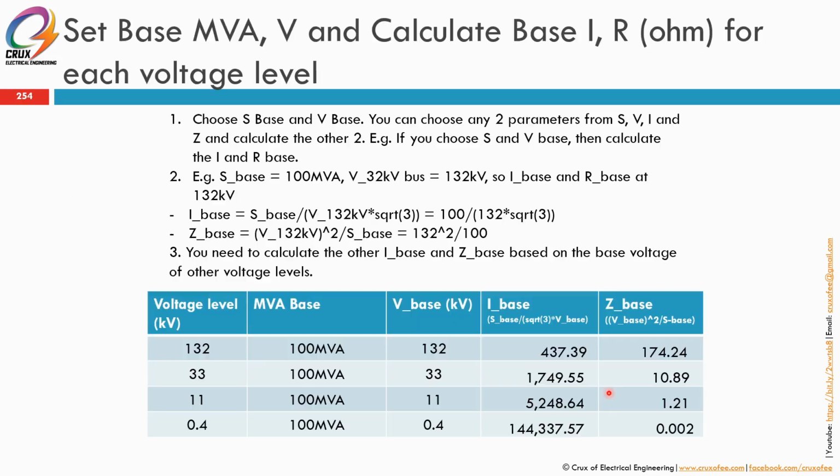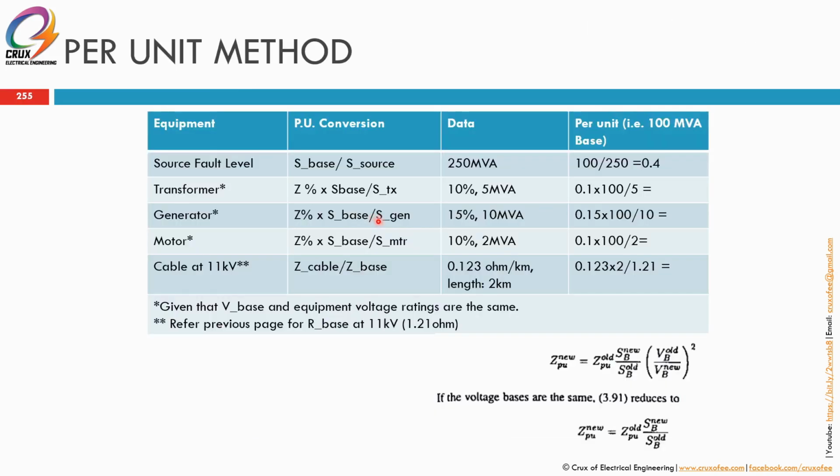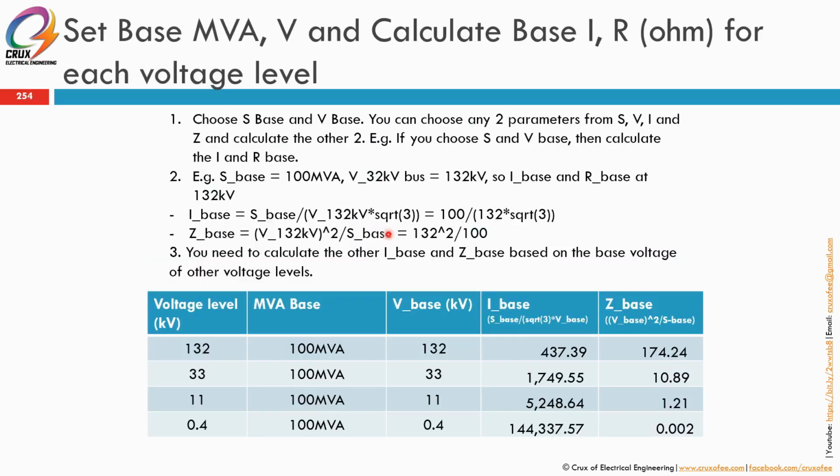Okay, so let us see here. We don't have a single line here. So how would the single line look like? Oh, this one is just an example lah. So set base MVA and voltage. These are the two parameters that you need to set.